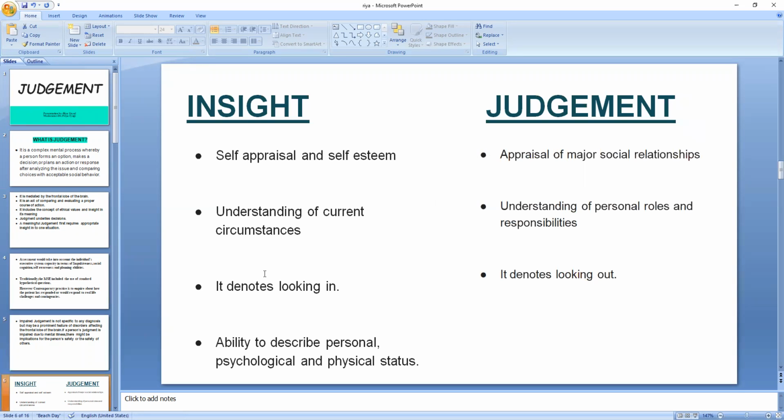Now, what is the difference between insight and judgment? Insight denotes looking in, whereas judgment denotes looking out. Insight is the self-appraisal and self-esteem, whereas judgment is the appraisal of major social relationships. Insight is understanding of current circumstance, whereas judgment is understanding of personal roles and responsibilities. Insight is the ability to describe a personal, psychological, and physical status.